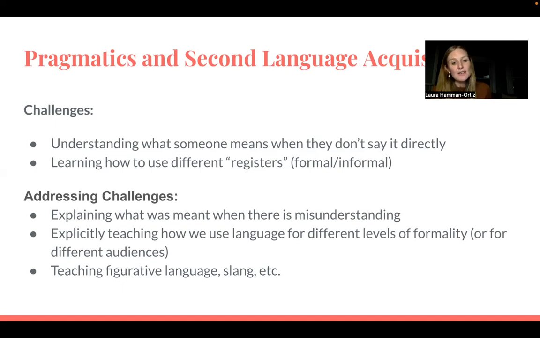And also teaching figurative language, teaching slang, teaching some of the words that students might encounter but might need some additional support in making sense of. So that is pragmatics.